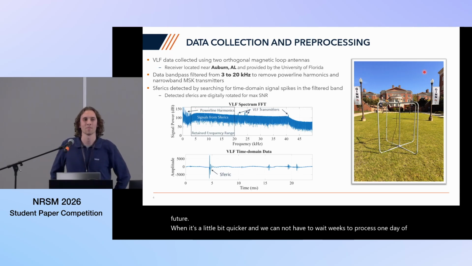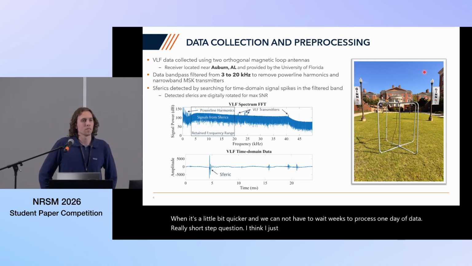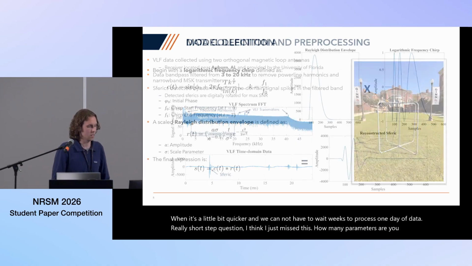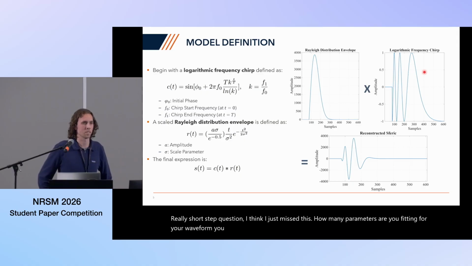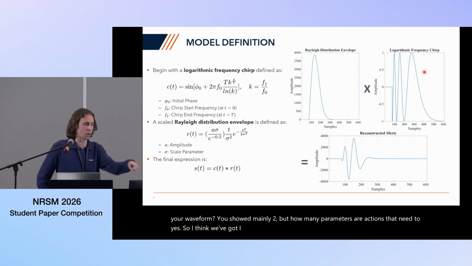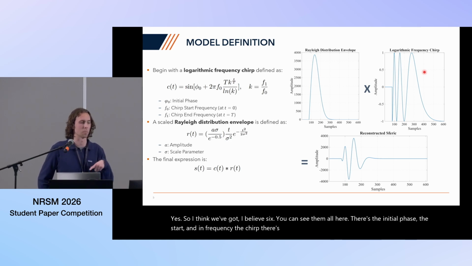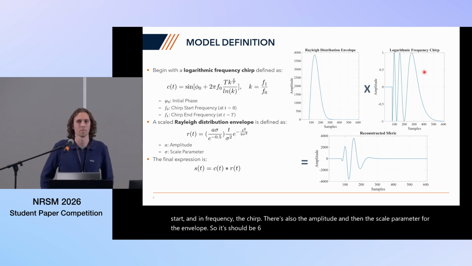Yeah. And if I can ask a really short, separate question, I think I just missed this. How many parameters are you fitting for your waveform? You showed mainly 2, but how many parameters are you actually fitting to? Yes. So I believe we've got 6. You can see them all here. There's the initial phase, the start and end frequency of the chirp. There's also the amplitude and then the scale parameter for the envelope. So it should be 6 parameters. Okay, thank you.